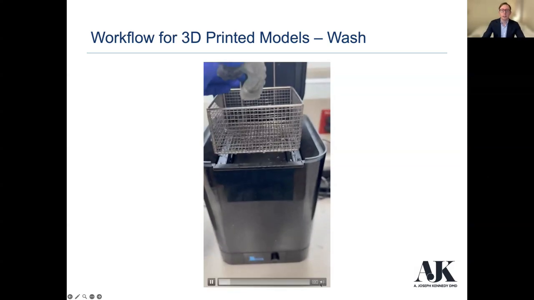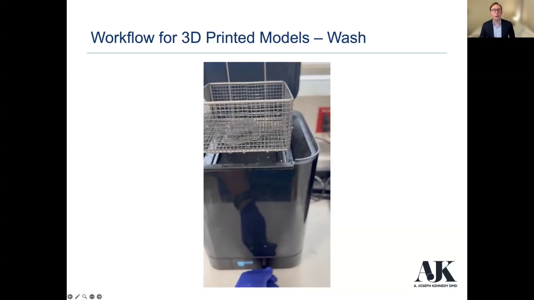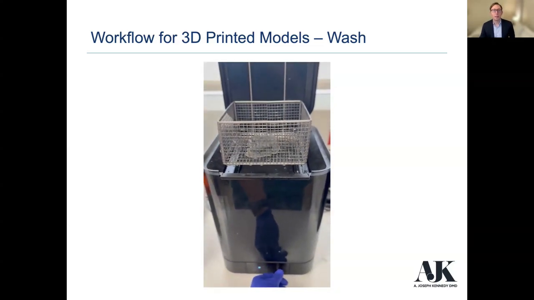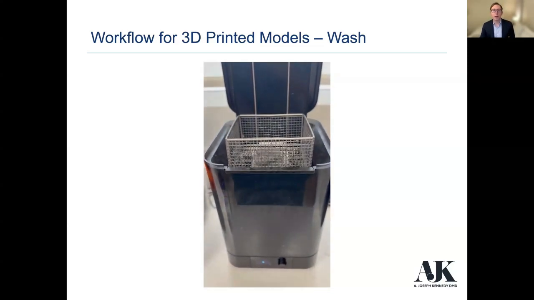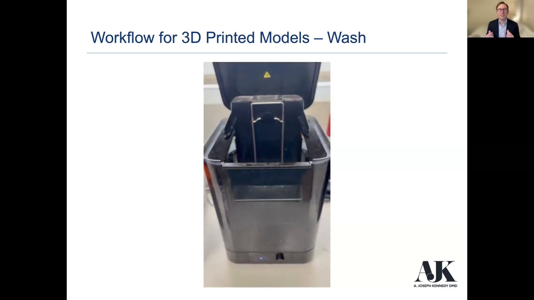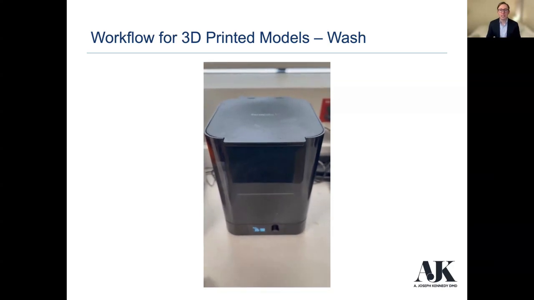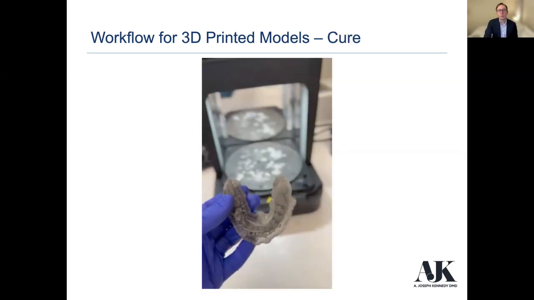You can take this and just put it in this bath, this tray here, turn it on, and it'll drop it in this isopropyl alcohol bath. It's going to mix things up a little bit. It's just a way to clean that resin. It gets a little sticky if you don't use this, and it cleans that model up really nicely. Now with 3D printed models, we want to cure them.